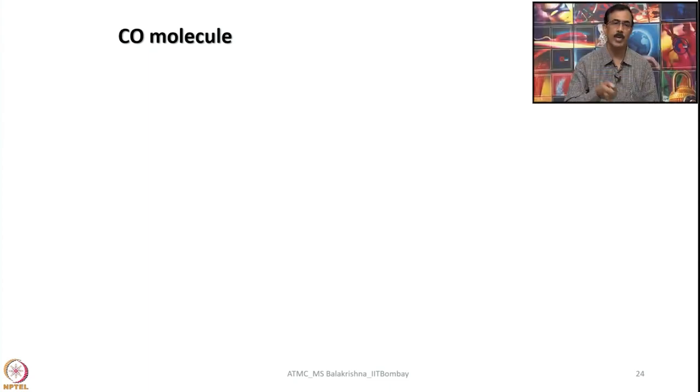I must have given this answer to a lot of students and still continue doing it. So let me clarify those doubts with the CO molecule. Of course, I will be discussing more such interesting aspects as this course progresses. Let me write the MO diagram for the CO molecule here.